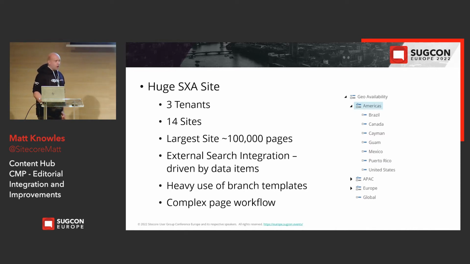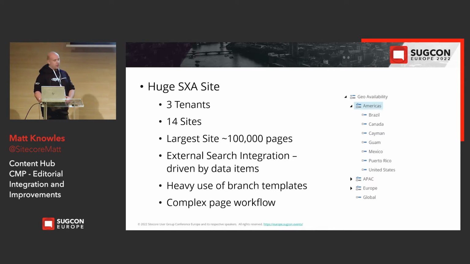Very, very heavy use of branch templates, and obviously all the other things you get out of XM, so page workflow, that nice editorial experience. We had data items all over the site. This had been previously engineered, architected, not using the Sitecore tagging, but instead data items feeding into fields, which fed as a taxonomy into the search. This is the start. So it was not greenfield.